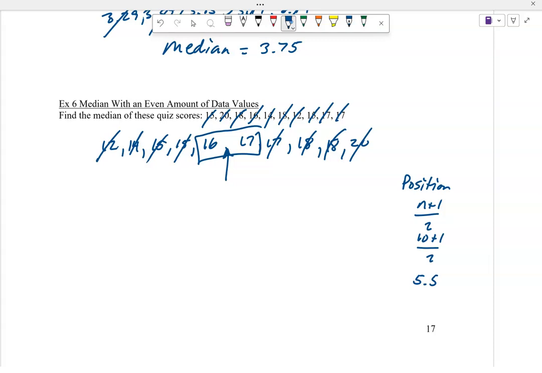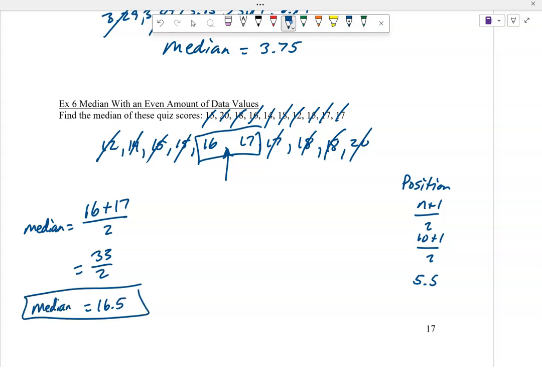So what do we do? Take their mean. What's the average of those? 16 plus 17 divided by 2. 33 over 2, this is my median when I have an even amount. So 16.5 is the number right between those two. So the median is right there between them.